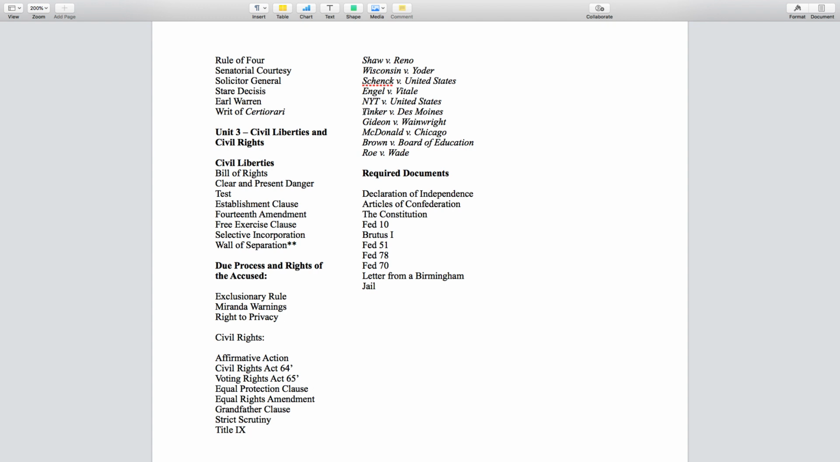All right, Gideon versus Wainwright, Sixth Amendment right to counsel gets extended to the states. So states have to provide that legal counsel to you if you cannot afford it for major state crimes.